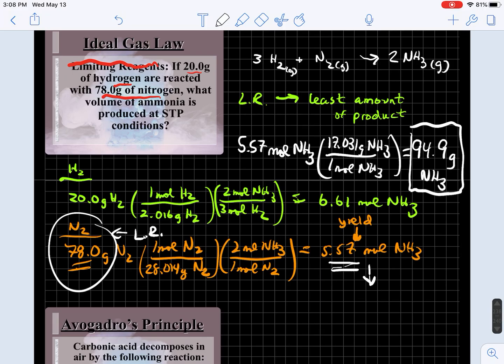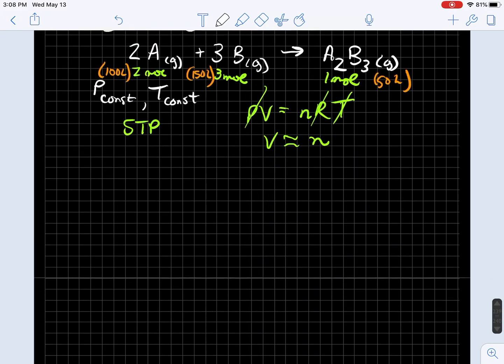Why did I want to show you this problem? All right. At the type of problems that you're going to get on this test, however, they're probably not going to give you the grams. What they would do is they'll give you something like this. Let's say we're running the same reaction. All right, 3 moles of hydrogen plus a mole of nitrogen, and that's going to produce 2 moles of ammonia.